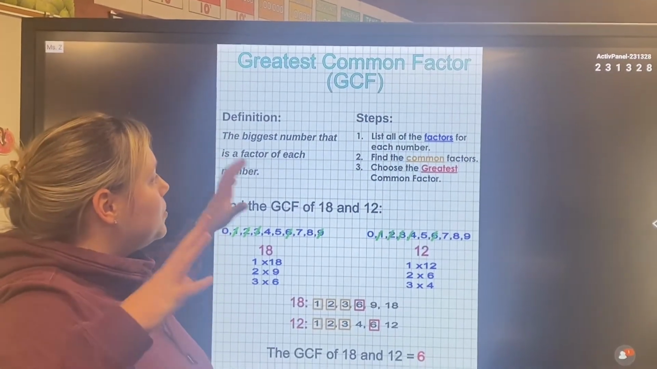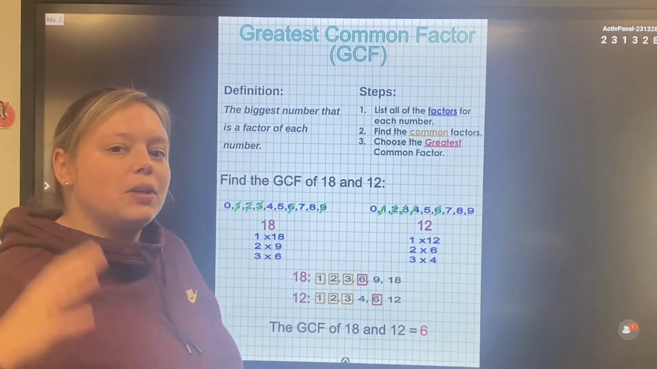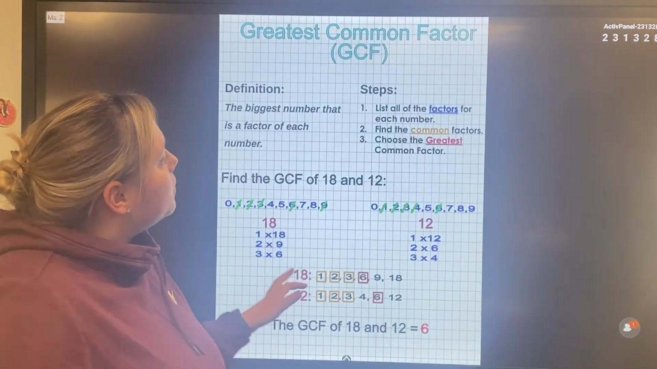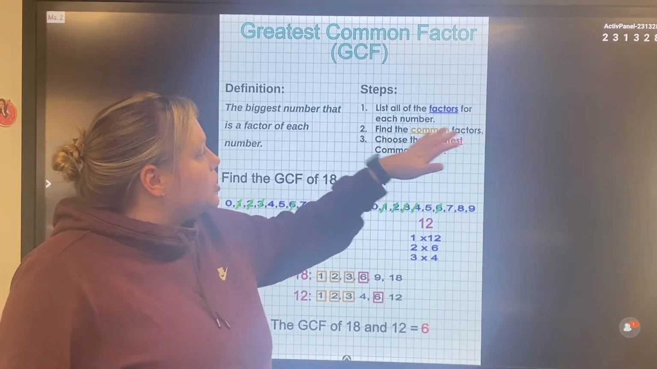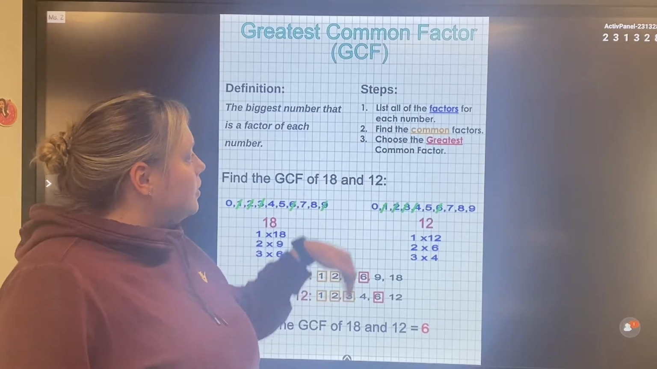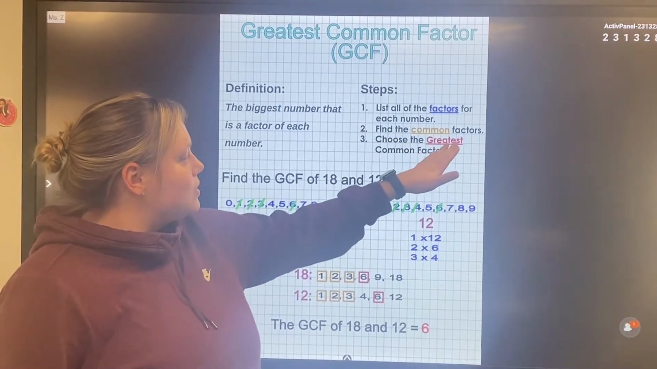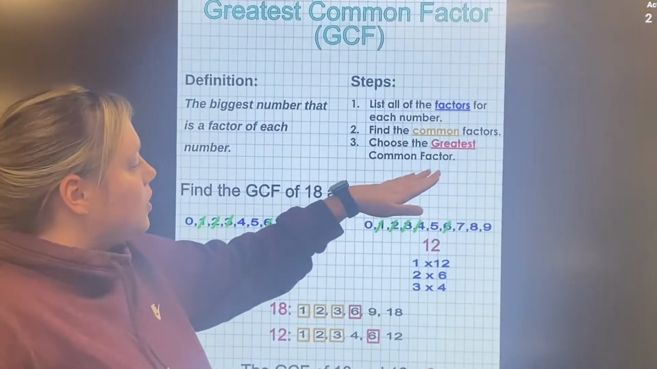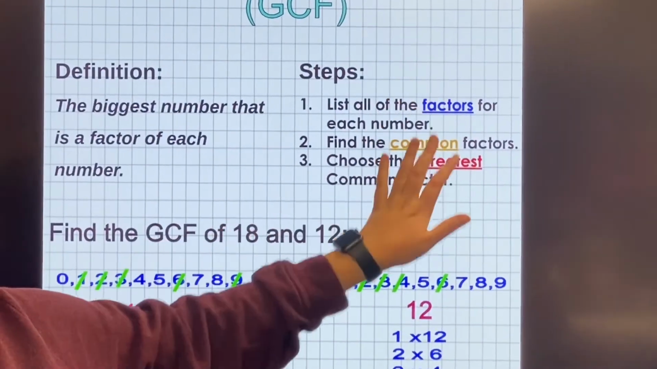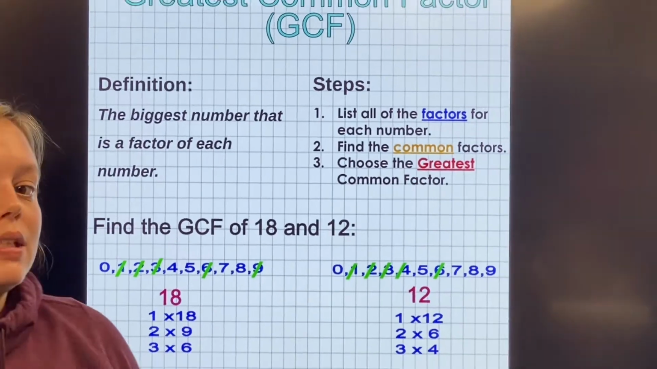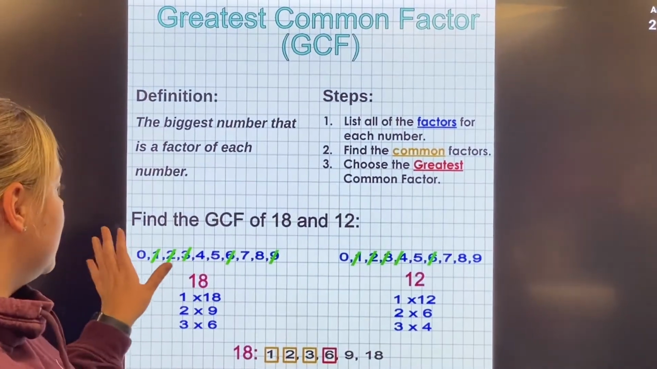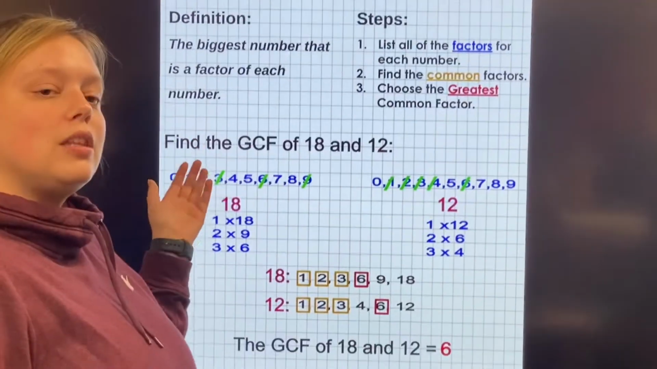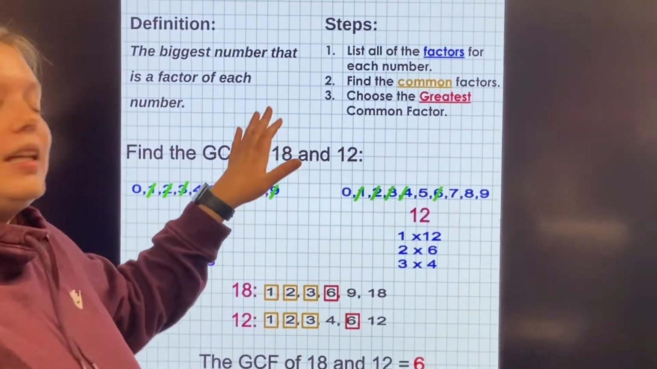So when we're doing our steps, and you may be a little confused, but we have some examples to go through for you, you're going to list all the factors for each number. Then you're going to find the common factors. Then you're going to choose the greatest common factor. Now, these colors are important. I use these in the example, and we're going to use them today on the board. So if you look down here, find the greatest common factor, the GCF, of 18 and 12.